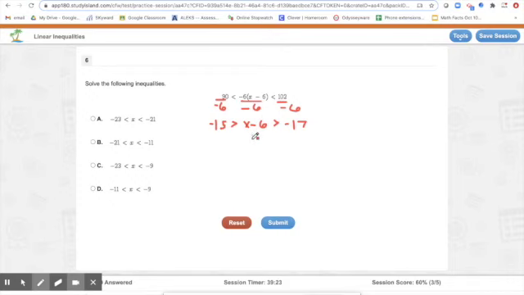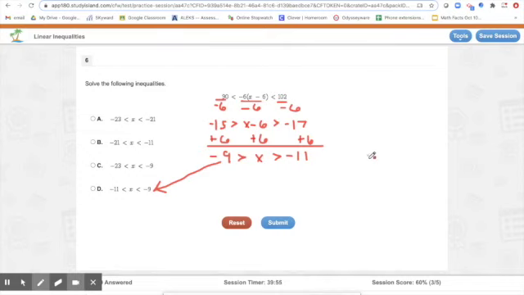And now the only thing with that x is -6. So to get rid of -6, I just simply add 6 to both sides. -15 plus 6 is -9, is greater than x, is greater than -11. Now what you'll notice here is it's not in the same order.